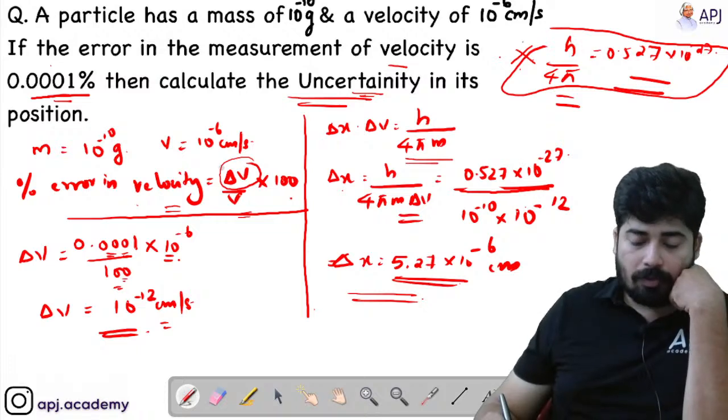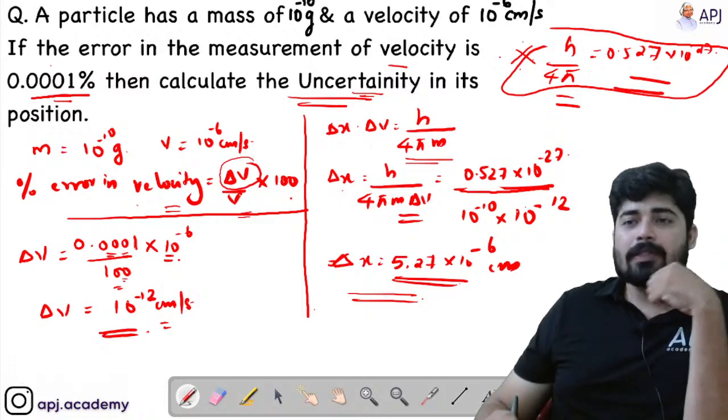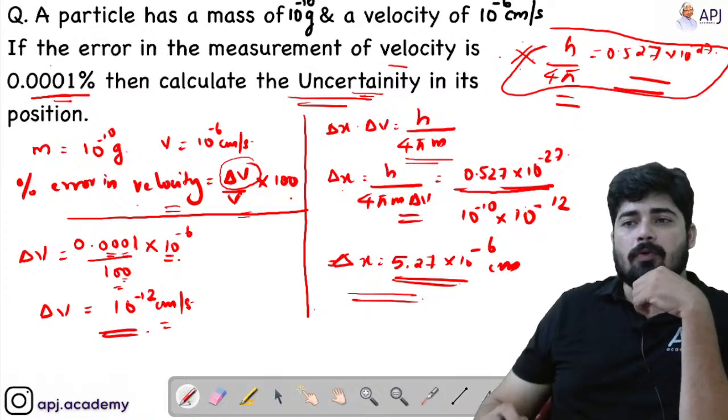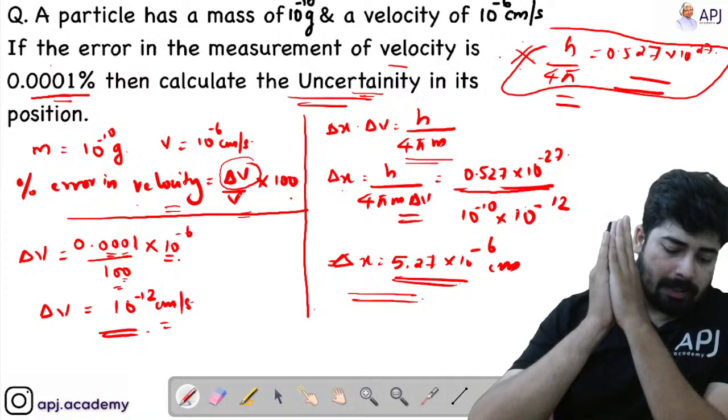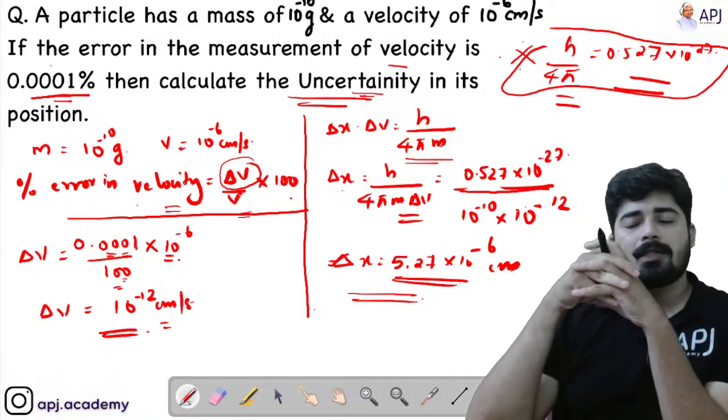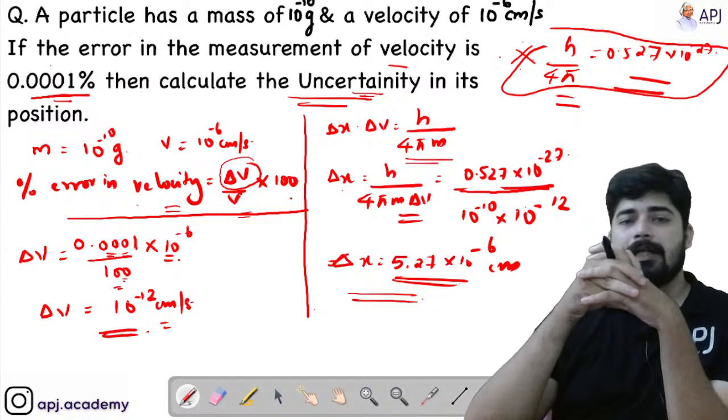So this is it. Hope this is clear, students. With this, we will be having one more topic from atomic structure, that is quantum numbers, which we will discuss in the next class.